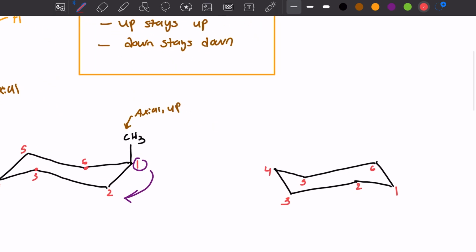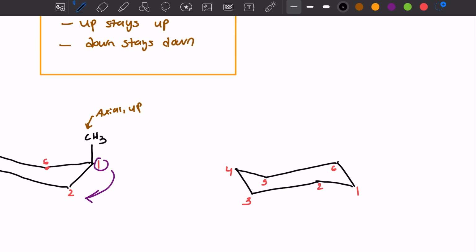Okay, guys? Because this methyl group was in the axial up position, it's going to change to equatorial up, because axial goes to equatorial in a ring flip, and the up orientation always stays the same. So I'm going to draw what that looks like. It's going to be equatorial and up, so it's going to look something like this. And I'll write it down. This is equatorial up.